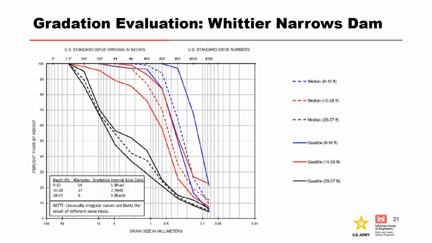This example from Whittier Narrows Dam shows the results of post-processing of gradation curves to concisely show median and quartile ranges for the foundation gradations for 3 depth ranges. The data shows how the foundation soils become more uniform near the surface.